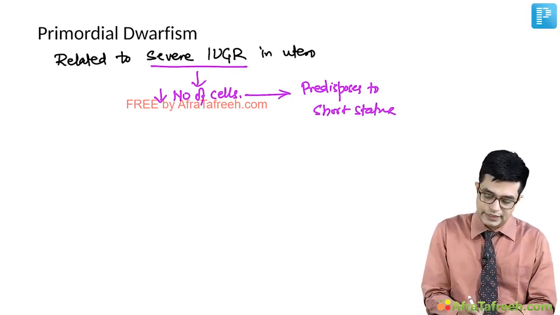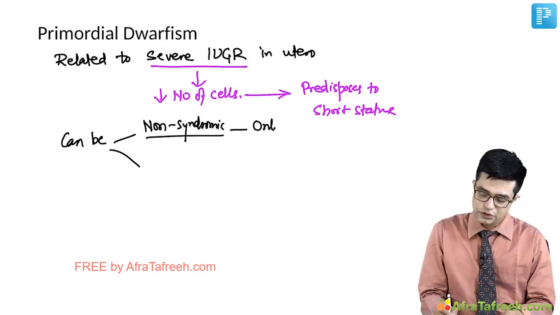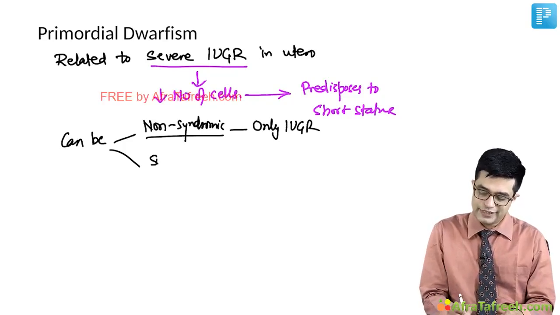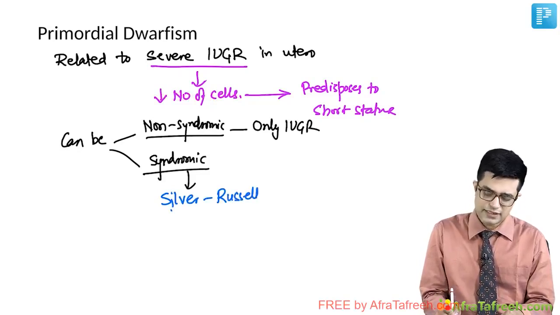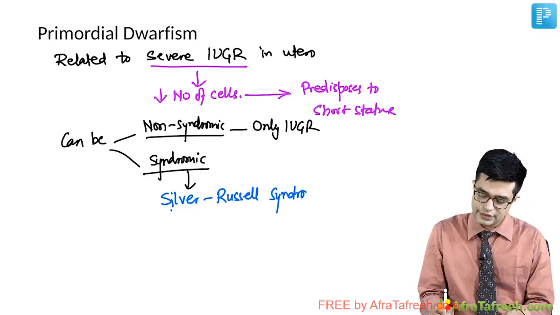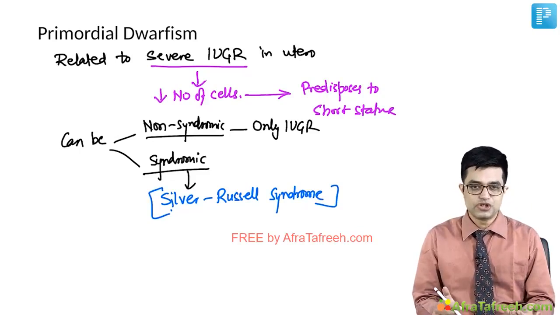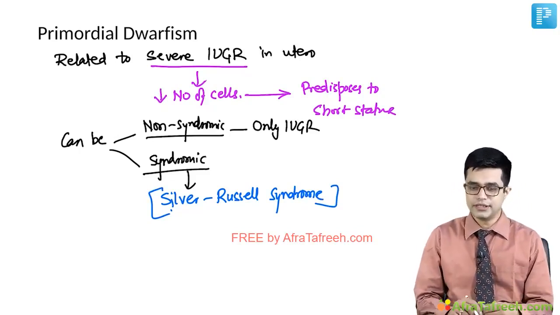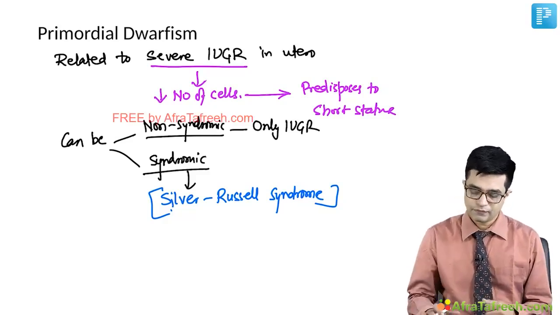Primordial dwarfism can be either non-syndromic, that is simply related to only IUGR, nothing else, or it can be syndromic. The most common syndromic form of primordial dwarfism is Silver-Russell syndrome, which we have discussed separately. It is also called Russell-Silver syndrome. They have silvery hair, triangular face, receding chin, short stature, and some mental changes. So Silver-Russell syndrome is a severe form of primordial dwarfism.